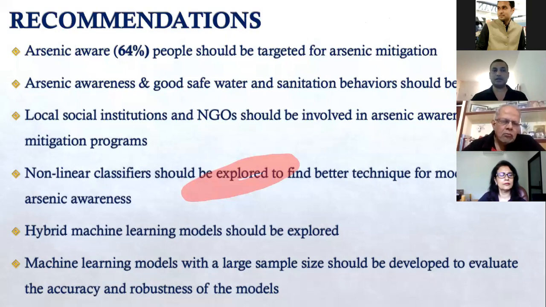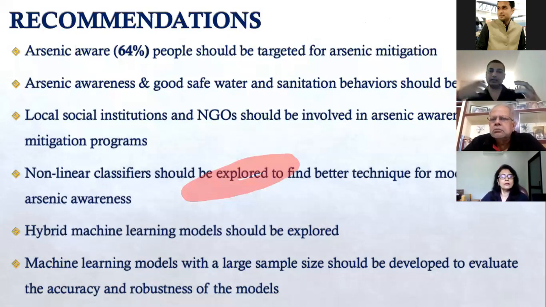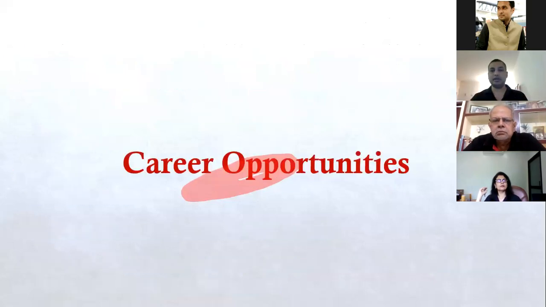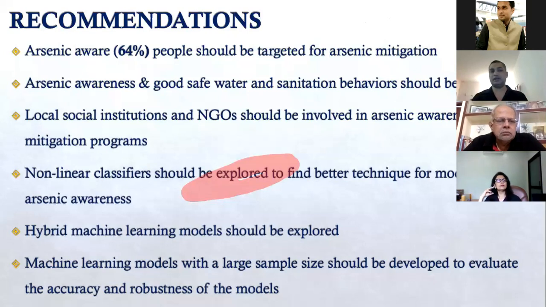Nonlinear classification, we have already talked about. There is another way we can handle this. It's a hybrid machine learning model. Basically, using one classifier and combining it with another. Say I want one classifier that can capture all the nonlinear associations between the data, and then I can use another classifier that can robustly predict the model. So maybe that would be another option.